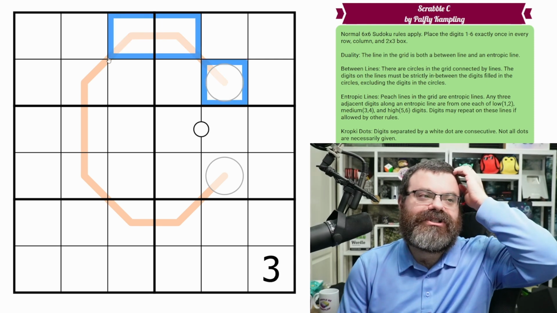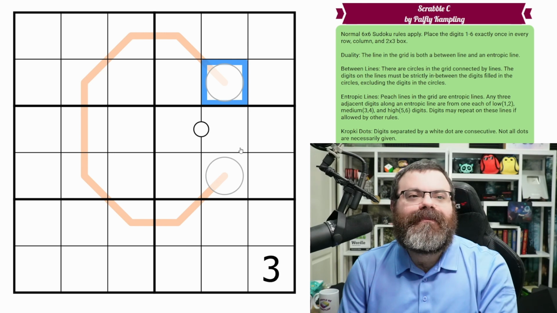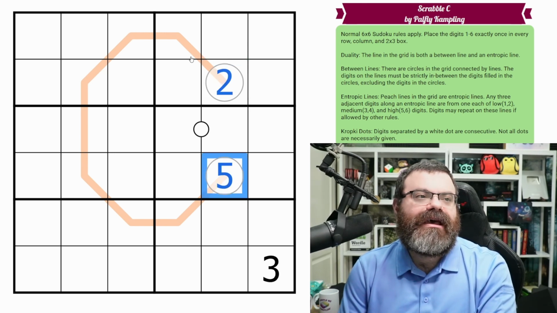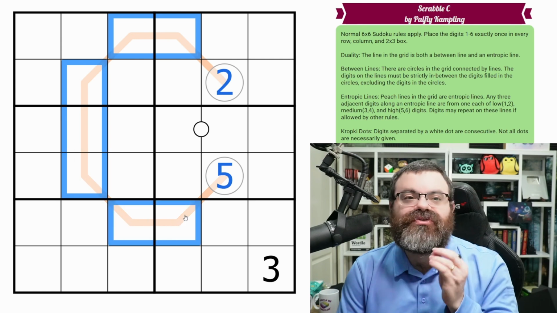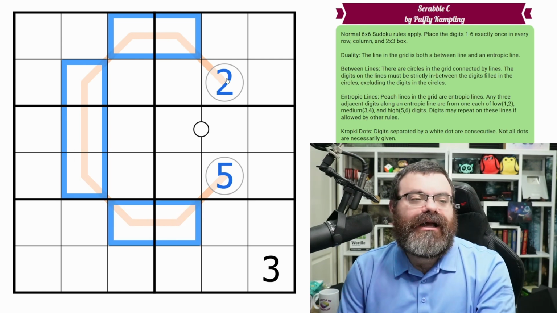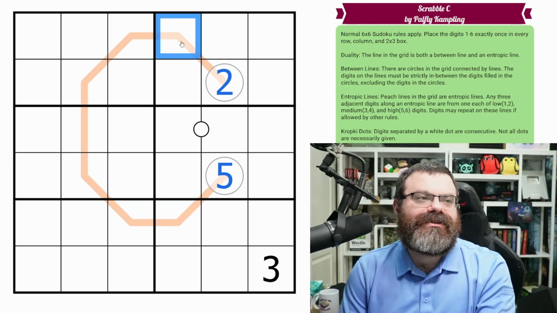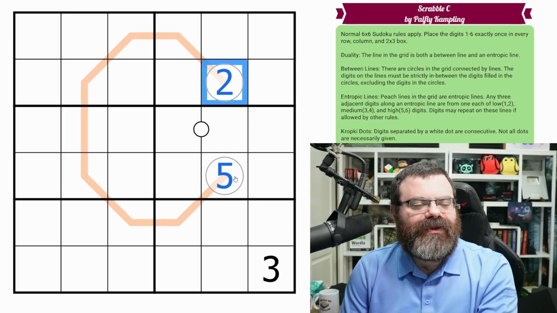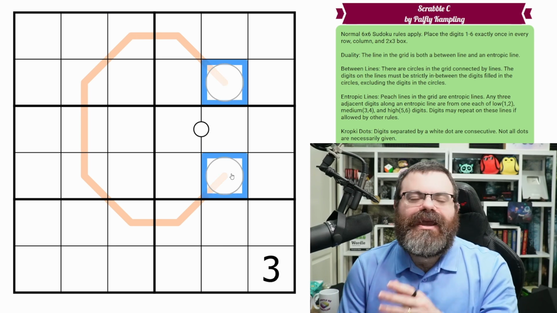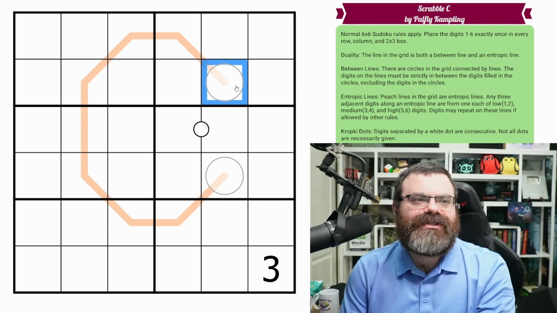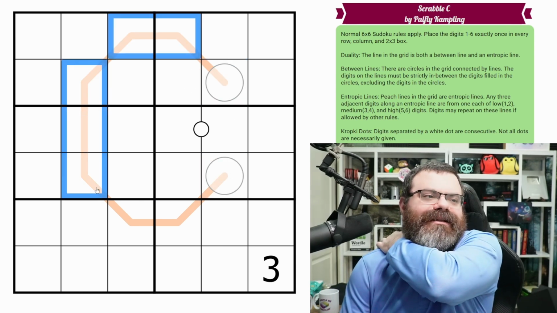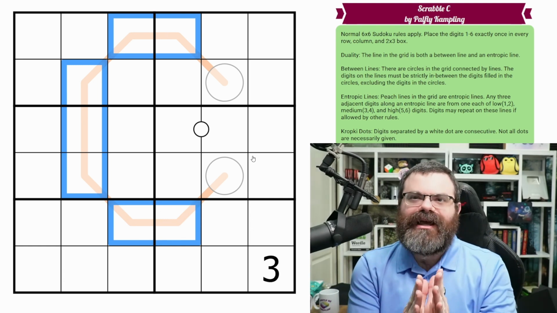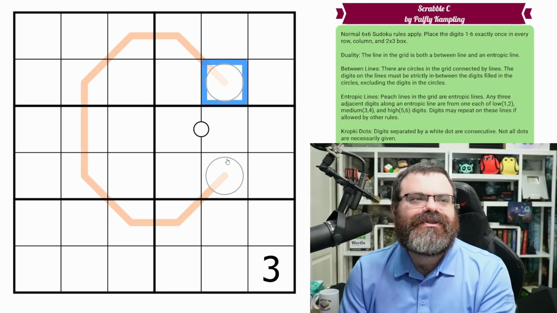So first of all, if this was just a between line, then we have these circles, and whatever digits are in the circles, say 2 and 5, all of the digits on the line have to be strictly in between these two digits, in this case the 2 and the 5. So we could do 3s and 4s only across the whole line, if this was 2, 5. You can't repeat the digits that are in the circles, and none of these can be outside of the range. They have to be completely inside of the range, strictly between those two circles.